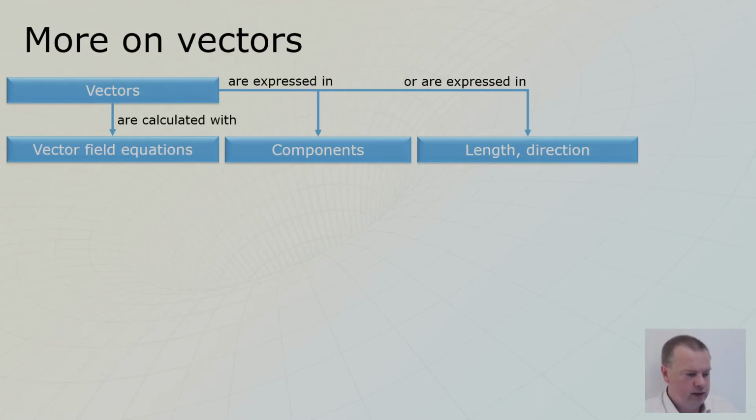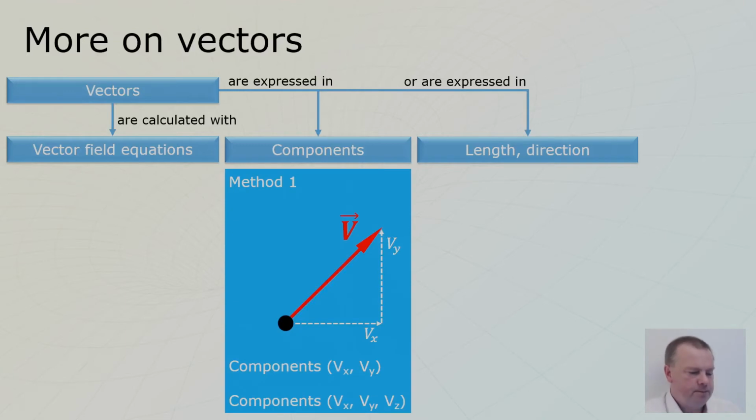More on vectors. The second thing we said, okay, now we know how a location is expressed. Now let's look at the vectors themselves. There are two ways to express a vector. Either by describing its components or describing its length and direction. Let's see what I'm getting at. Components, method number 1.